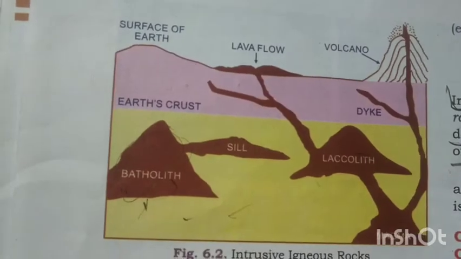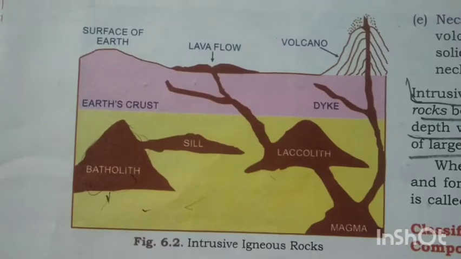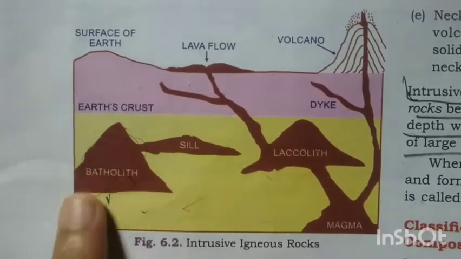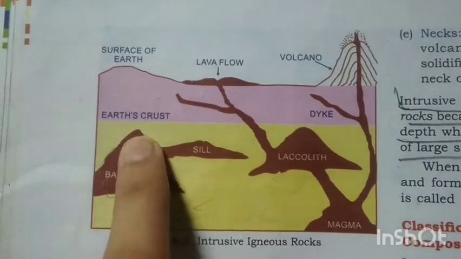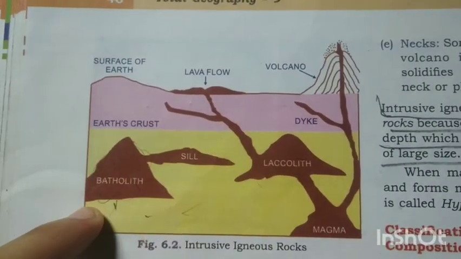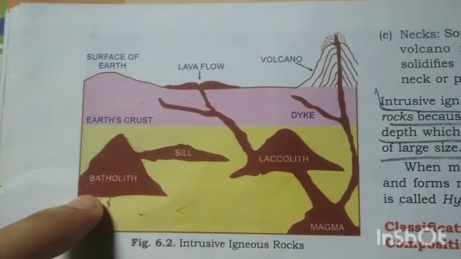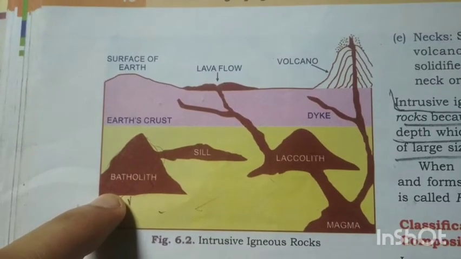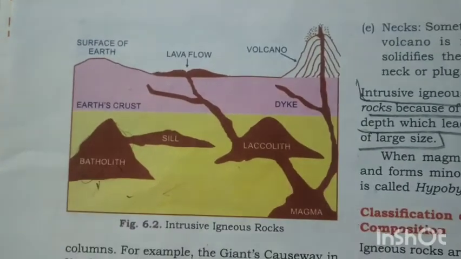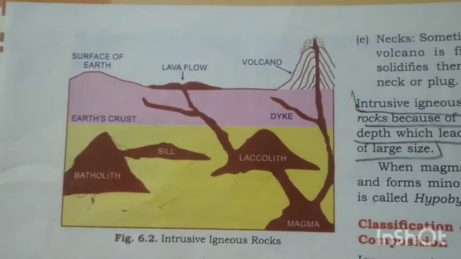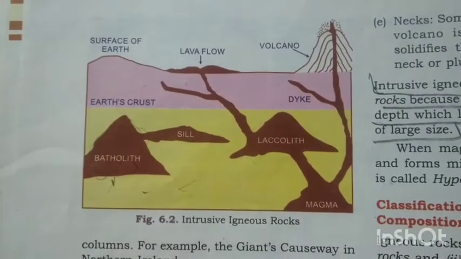See this diagram. Now there are certain types of intrusive igneous rocks. First is batholiths. Batholiths are usually dome-shaped. They don't have any definite floor, and they form in the course of mountain ranges below the earth's crust. And the most famous, important example is the Ranchi batholith.